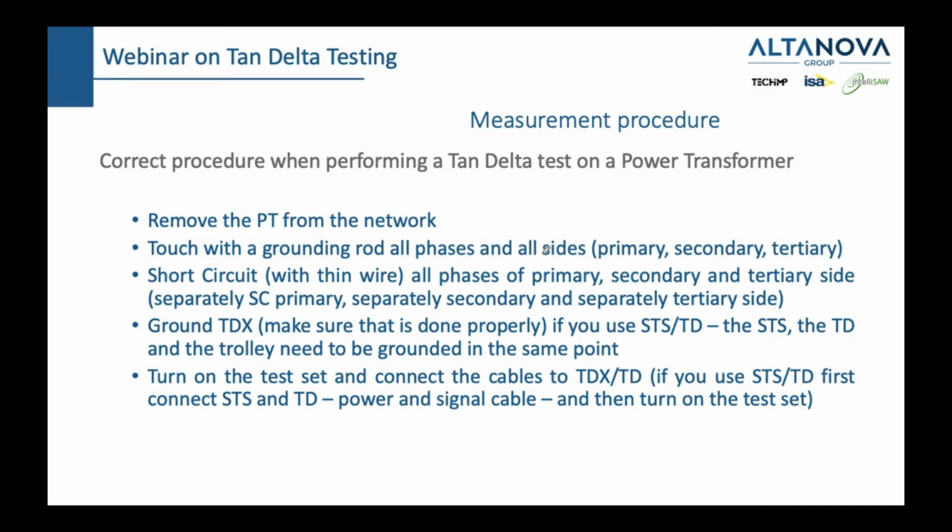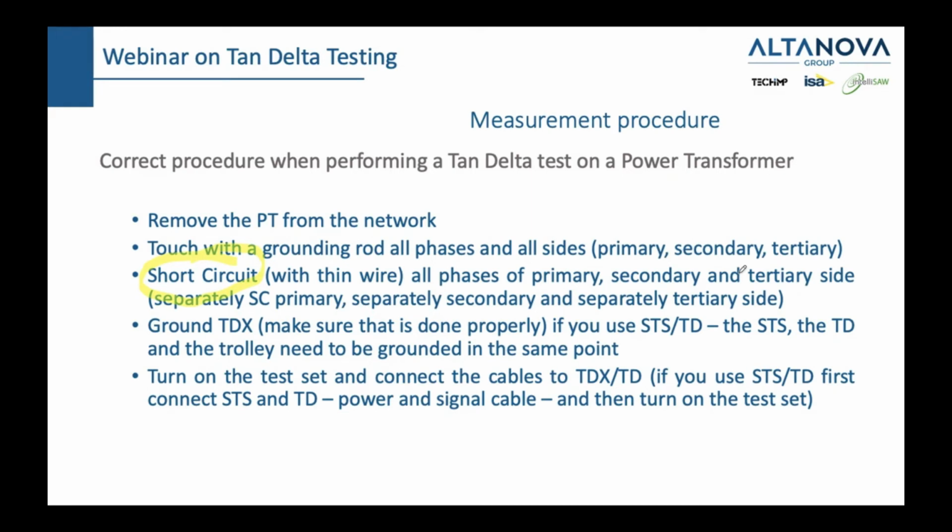The third step is short circuit. This is very important. We should fully short circuit the primary side phases ABC, the secondary side separately ABC, and if you also have the tertiary side. You will see why. And when you do that, you should also correctly ground your testing equipment. Correctly grounded means that you ground the testing equipment at the same grounding point where your transformer is grounded. You shouldn't have two different grounding points, otherwise the current can close in a different loop and you might get bad results.